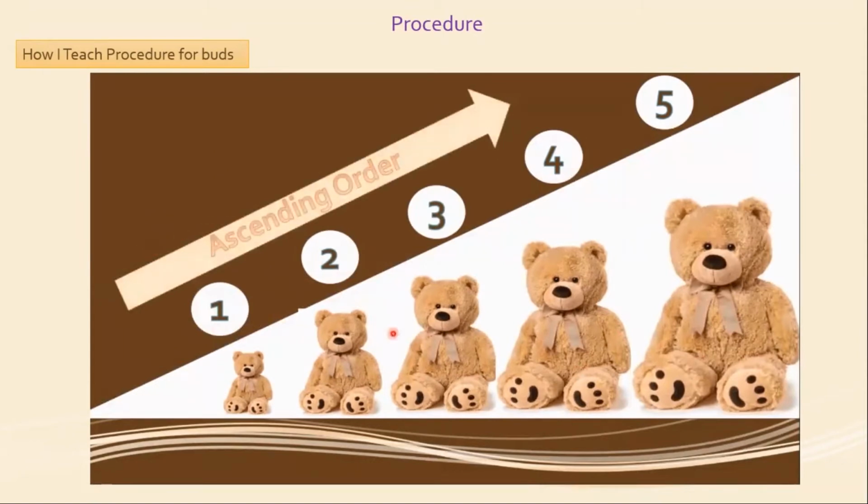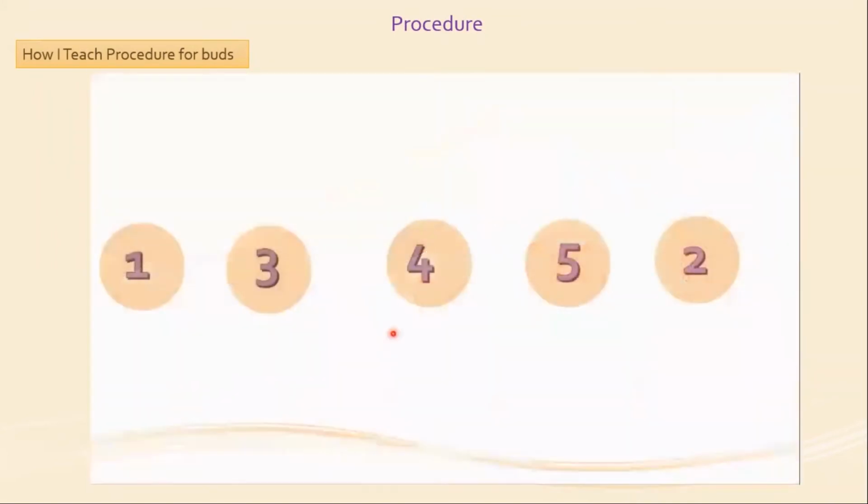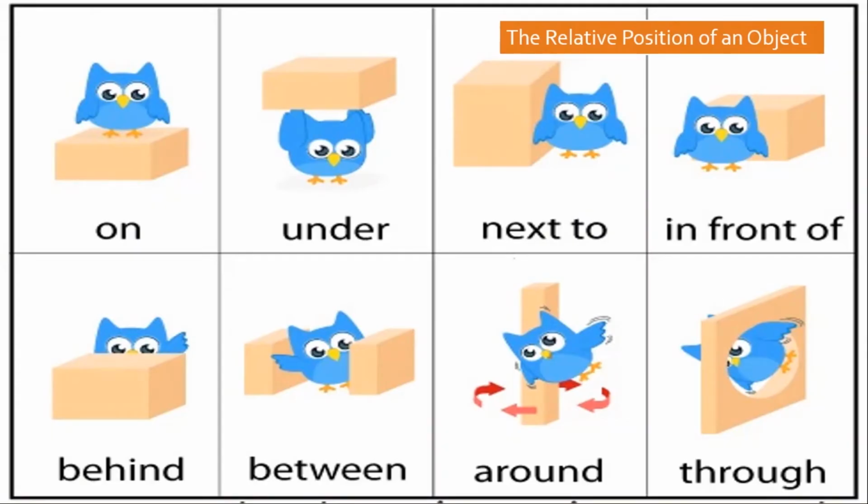Now I'm going to give you an activity. What you have to do is order these numbers in ascending order. Thank you. The fifth concept is the relative position of an object. This is often describing the position of something, the time something happened, or the way in which something is done.